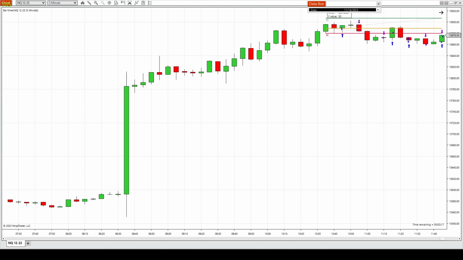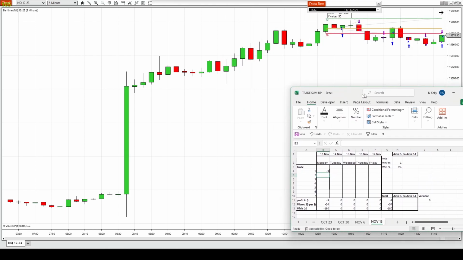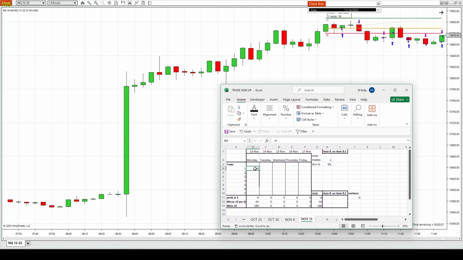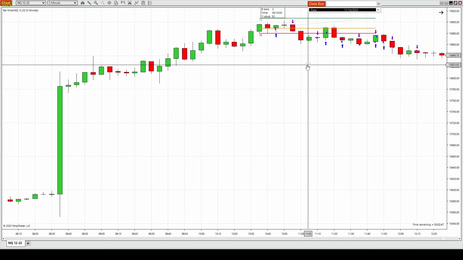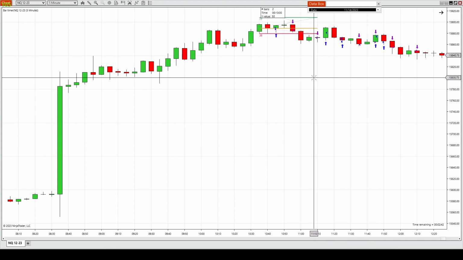So trade number one, first setup, horrid. It's not even a real setup, actually. I shouldn't even put it in here. So trade number one, bad setup. Now we're going to look at trade number two.